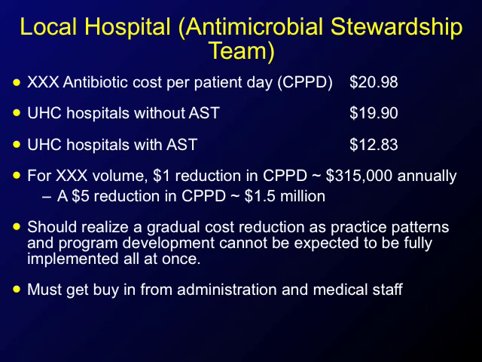Significant cost differences. Actually, that's about a 30% reduction at least from the local hospital that I work in. For the hospital, with that amount of volume per patient day, a $1 reduction in cost per patient day, from 20.98 to 19.98, annually results in approximately $300, maybe $315,000. So if you're able to go from 20.98 to, let's say, 15.98, which seems achievable, that number becomes approximately close to $1.5 million.